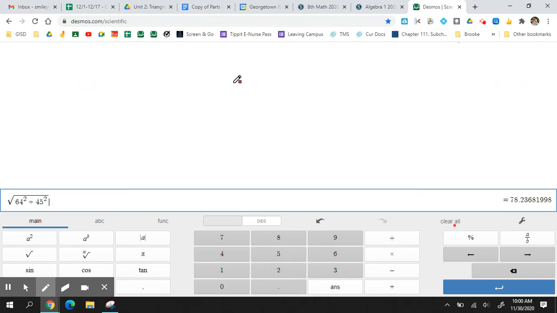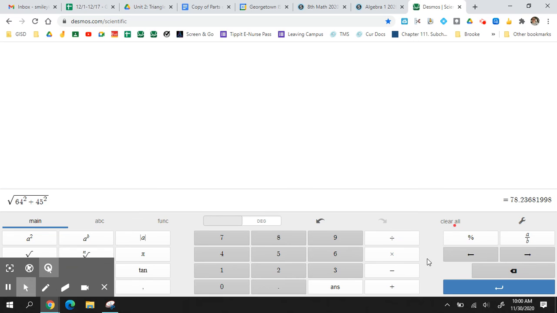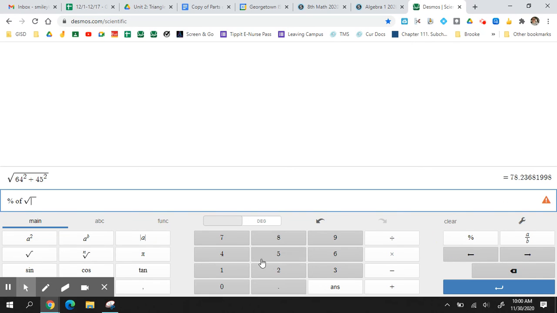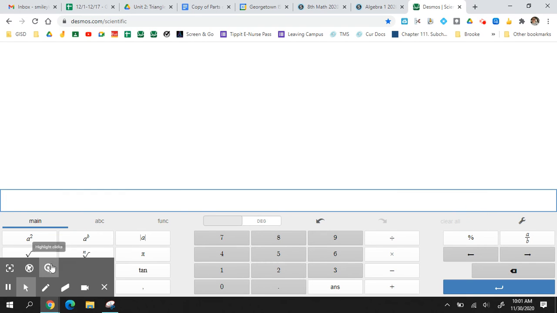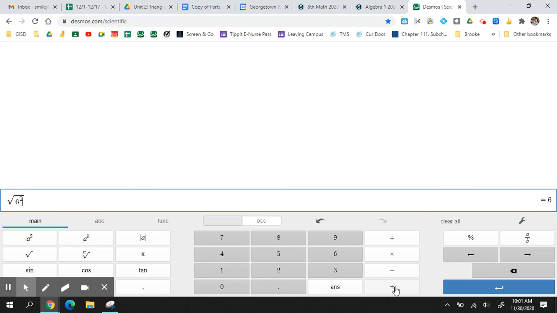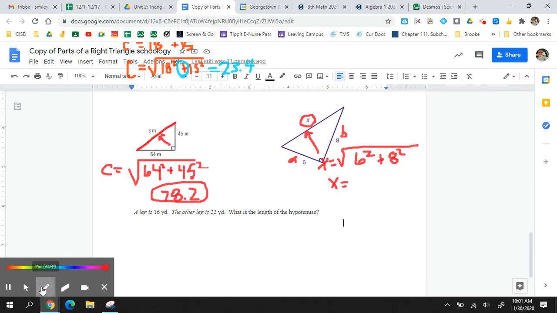So I'm going to go to my Desmos. I'm going to clear it out, and I'm going to do the square root of 6 squared. Whoa, accidentally did percent. Square root of 6 squared plus 8 squared. And we get 10. Now this is one that you're going to see a bunch, okay? It shows up a whole lot. 6, 8, 10. Okay, those are pretty common.